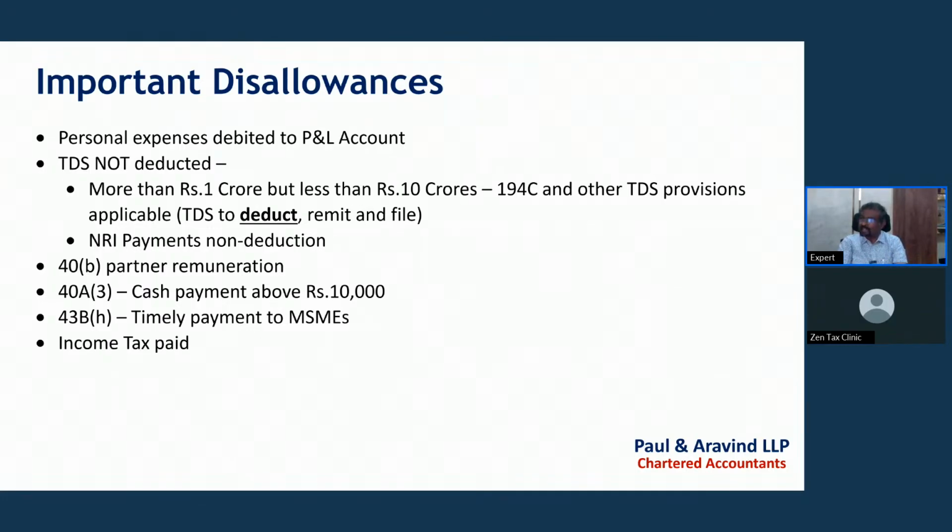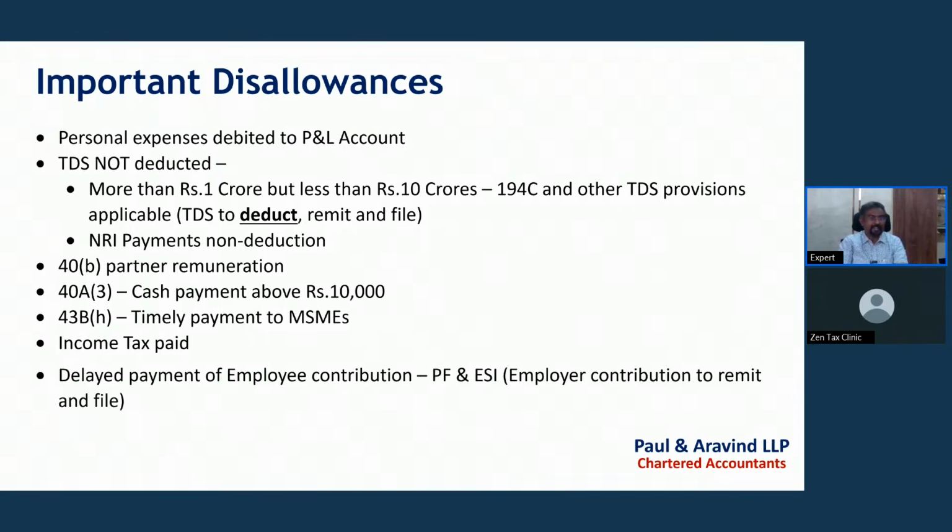Income tax paid is not an eligible expenditure under the Income Tax Act. Delayed payment of employee contribution of PF and ESI. Employer contribution, maybe you can still remit it and then file the income tax return. So these are some of the important disallowances which you need to keep in mind while filing the income tax return. And for each of these disallowances, you need to make sure that you report it in the correct fields in the income tax return as well.